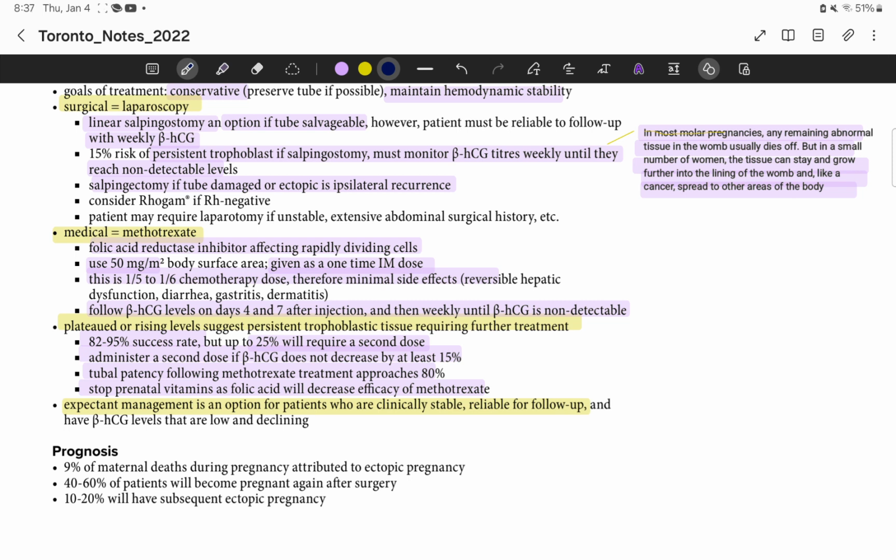Tubal patency following methotrexate treatment approaches 80%. Stop prenatal vitamins with folic acid because it decreases the effect of the methotrexate. Expectant management is an option for patients who are clinically stable, reliable for follow-up, and have beta HCG levels that are low and declining.